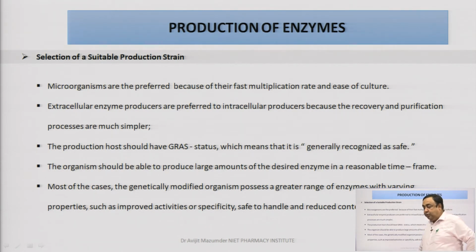Extracellular enzyme producers are preferred to intracellular producers because the recovery and purification process is much simpler. Now, enzymes are basically of two kinds, one intracellular, the other extracellular. Let me explain what they are. Intracellular means the enzymes, after they are produced, are retained by the microbial cell, within their cell wall. On the other hand, extracellular enzymes means after they are produced, the enzymes are liberated by the microorganisms into the media. So, in the intracellular one, they are retained within the microbial cell wall, whereas in the extracellular one, they are liberated outside in the media.